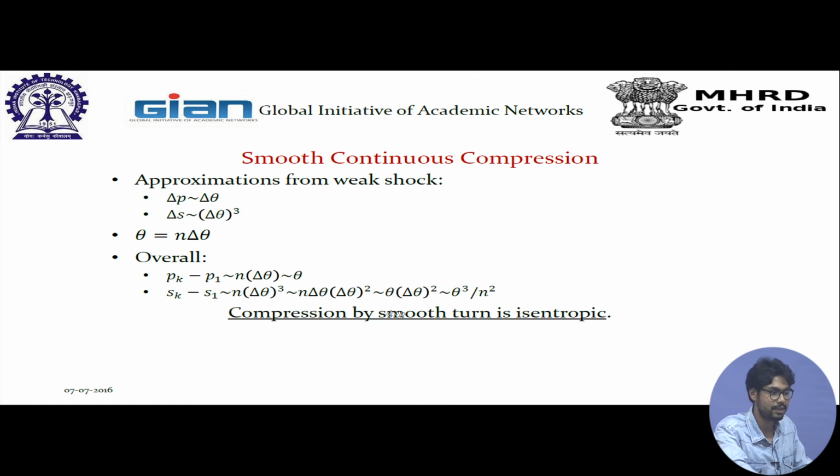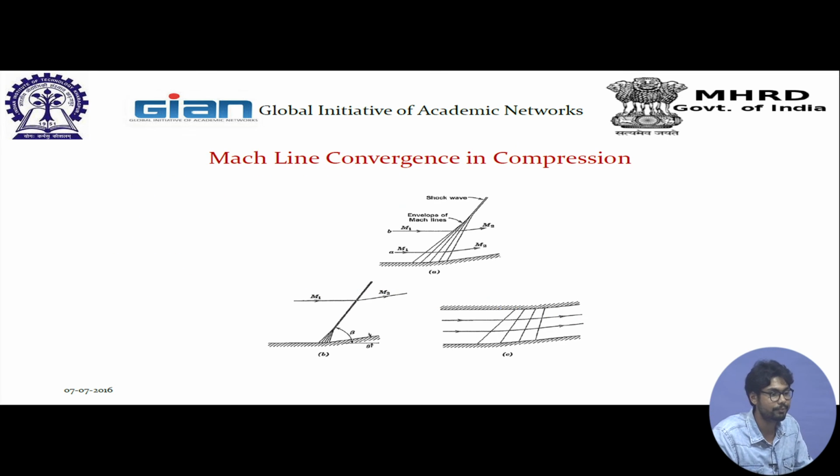So this is what I said, that compression by smooth turn is isentropic. So this means that we can start either from the throat or from the test section, it won't matter, because if you go from the throat, it starts from M equal to 1 to something M greater than 1. So it's the same thing, since the flow is isentropic. From the throat it is expanding only. Yeah, there is no compression, it's just the opposite of that. But the process will be the same.